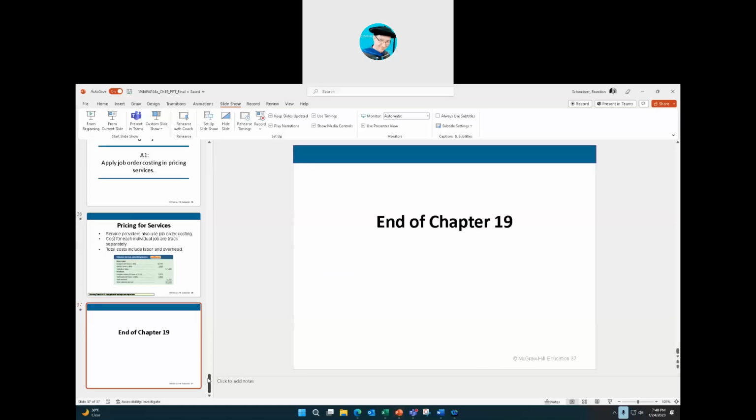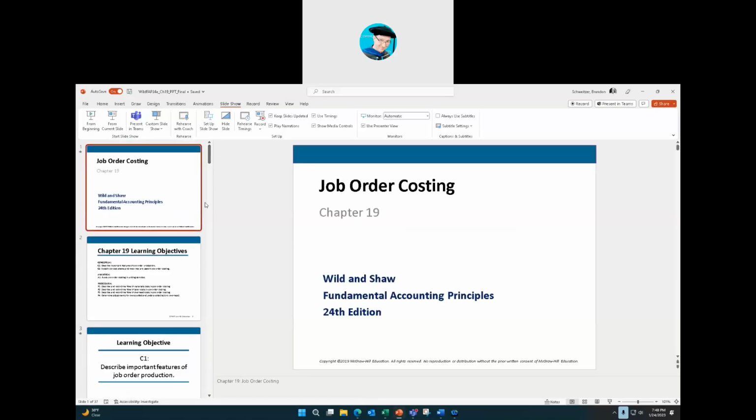That is, believe it or not, the end of our discussion on job order costing. Are there any questions that you have about job order costing that maybe we didn't touch on? Or anything that you want me to go back and explain that maybe I didn't do as good of a job on, or anything along those lines?